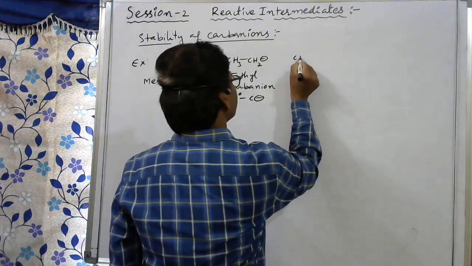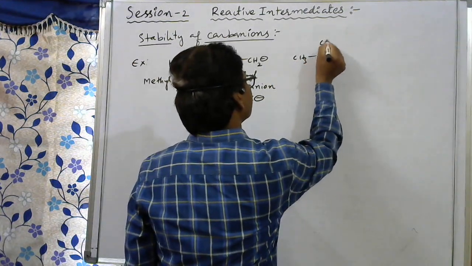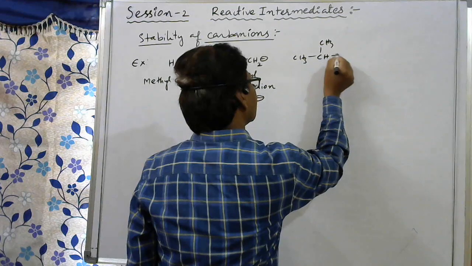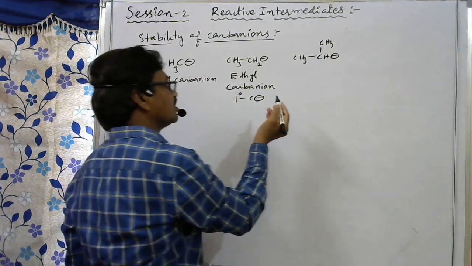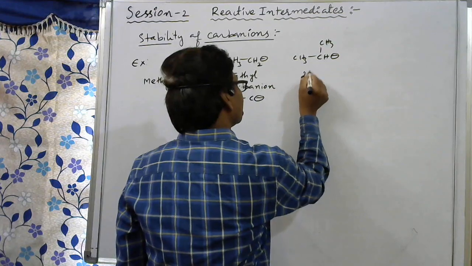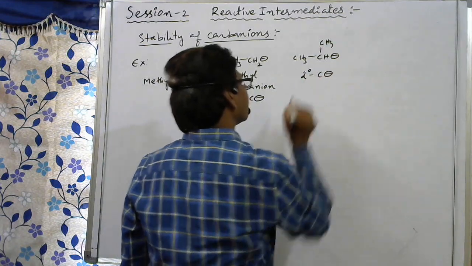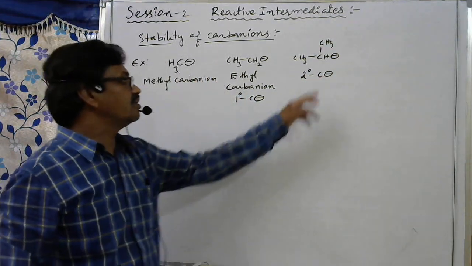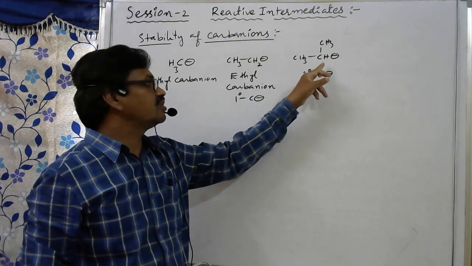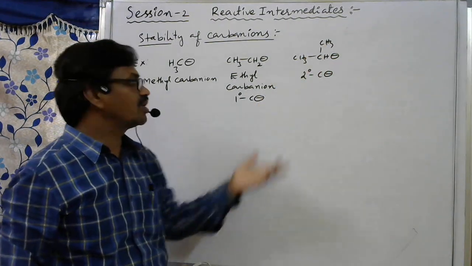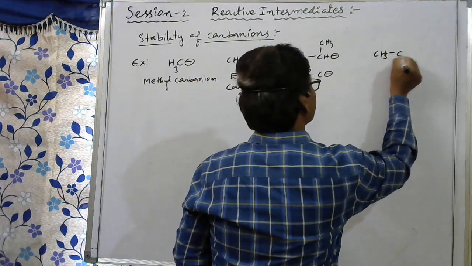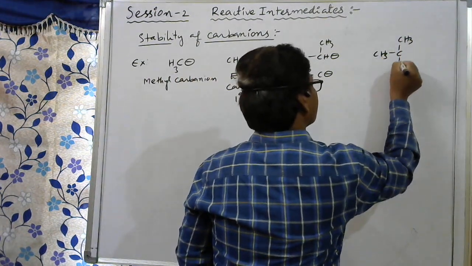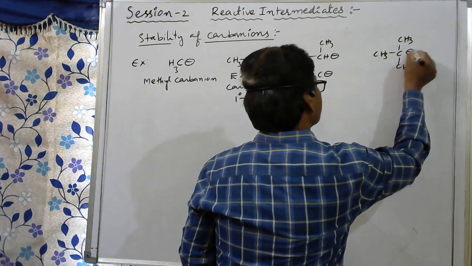Then CH3, C, here CH3, here negative charge. This is the isopropyl carbanion, we can say, otherwise a secondary carbanion. Here this is an isopropyl group. Then tertiary butyl carbanion. Here on this carbon there is a negative charge.